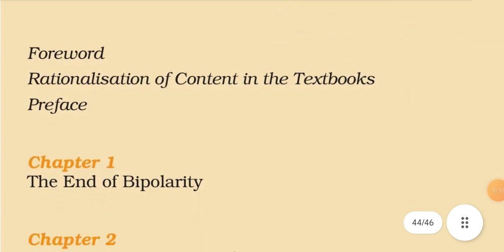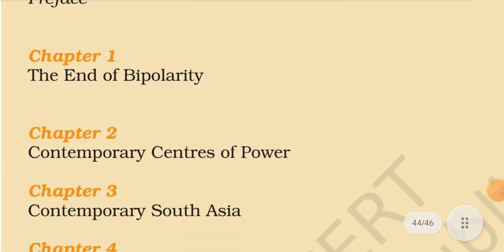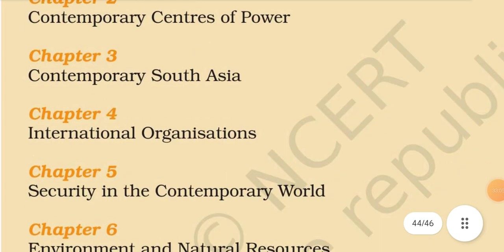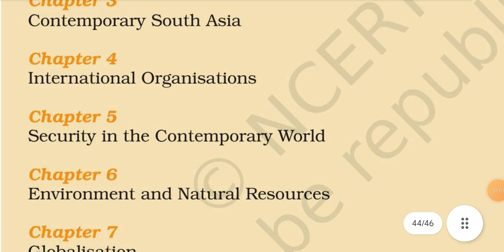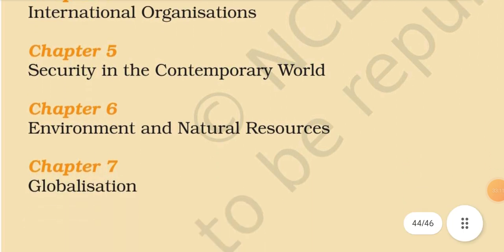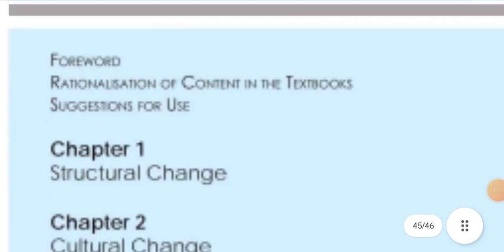Contents. Foreword. Rationalisation of content in the textbook. Preface. Chapter 1: The End of Bipolarity. Chapter 2: Contemporary Centres of Power. Chapter 3: Contemporary South Asia. Chapter 4: International Organisations. Chapter 5: Security in the Contemporary World. Chapter 6: Environment and Natural Resources. Chapter 7: Globalisation.